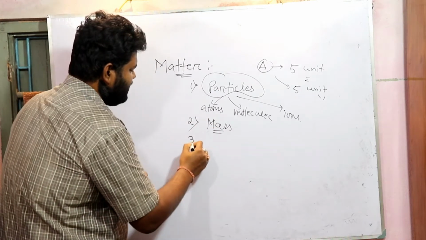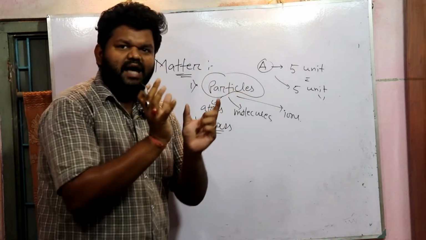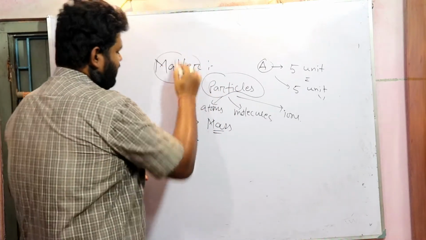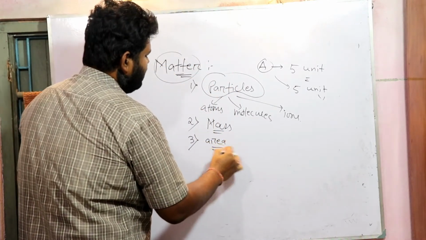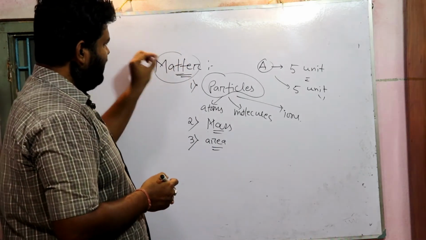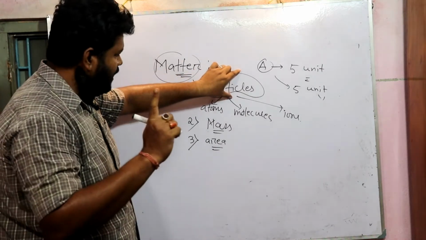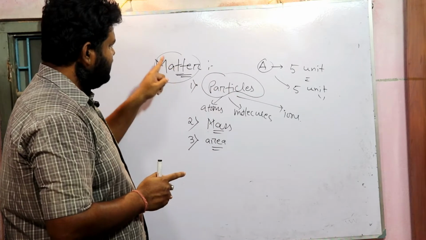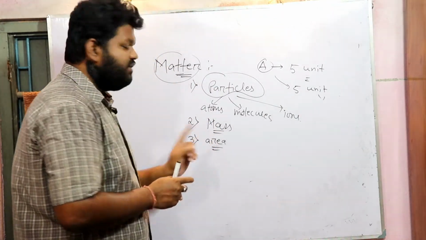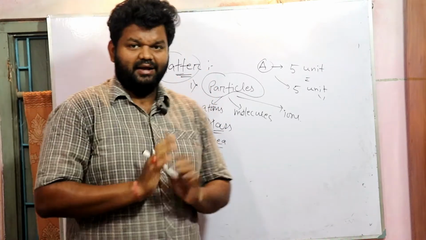And number 3, a very important point, is that matter will cover some volume. That means it will cover some area or some volume. So these are the main 3 parts of matter. Matter is made up of some tiny particles, that is point number 1. Number 2 is that it has some definite mass and definite volume or area also. So this is known as matter.